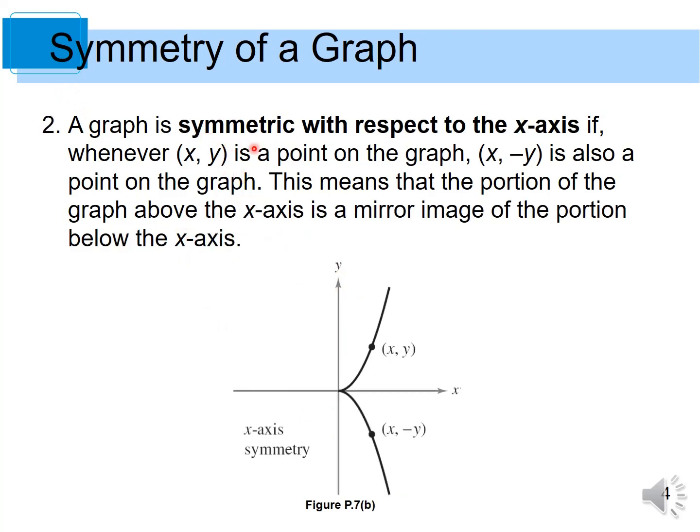This is the second type, symmetry with respect to the x-axis. Now we have a first point (x, y) and a second point (x, -y). Both are on the same curve, so we can conclude this curve is symmetric with respect to the x-axis.